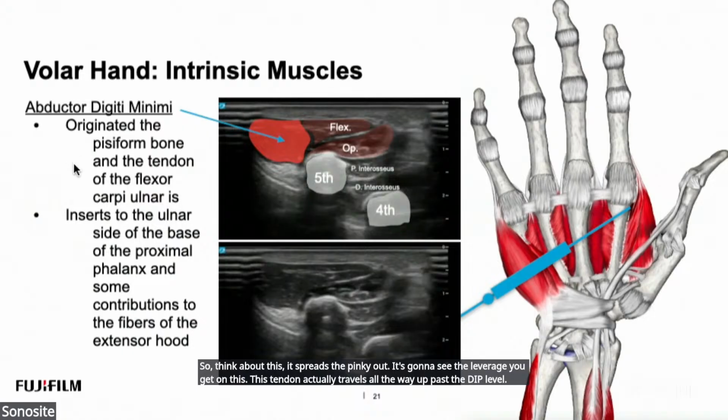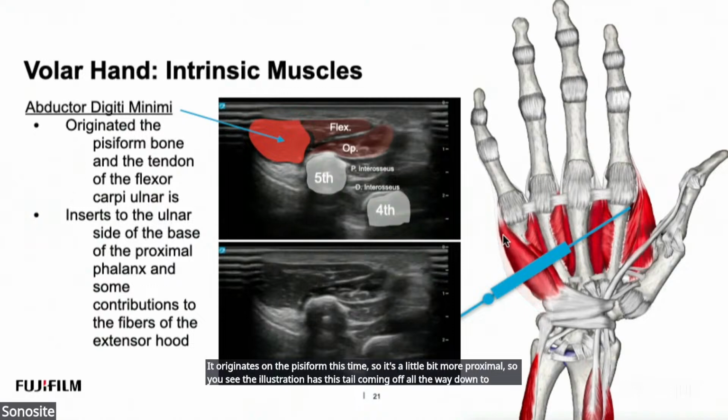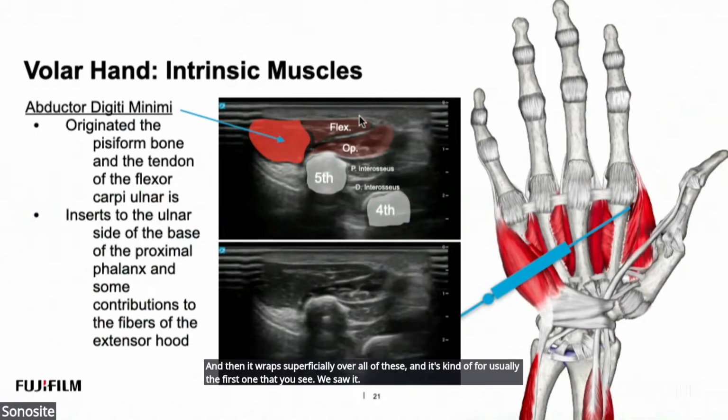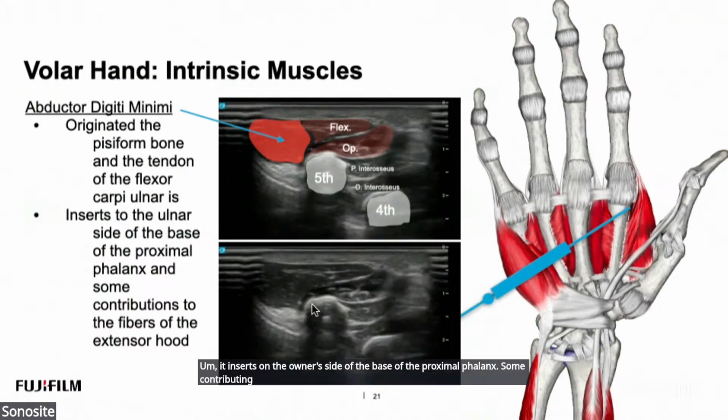It originates on the pisiform this time, so it's a little bit more proximal. So you see the illustration has this tail coming off all the way down to the pisiform, and then it wraps superficially over all of these, and it's usually the first one that you see. We saw it when we laid our hand on the table in the first dorsal webinar. It inserts on the ulnar side of the base of the proximal phalanx. Some contributing fibers go up to the extensor hood. It's pretty easy to follow.